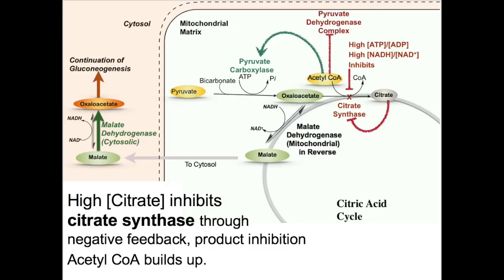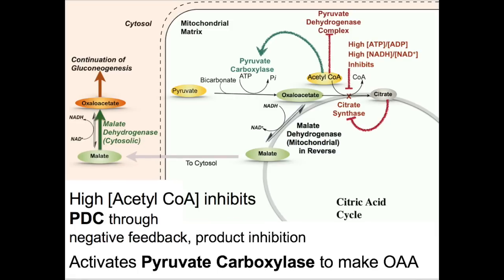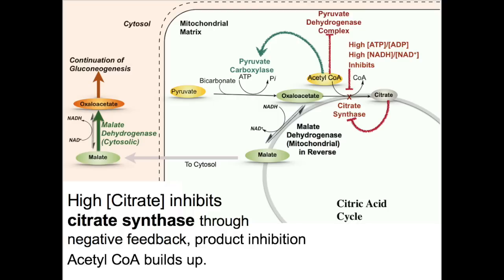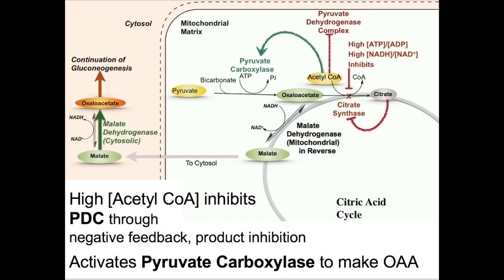Lucky for us, acetyl-CoA also increases the rate of pyruvate carboxylase. And we saw this enzyme before. This is a gluconeogenic enzyme that takes pyruvate and turns it into oxaloacetate through the addition of carbon from bicarbonate and an energy source, ATP. And so now we have oxaloacetate. This buildup of oxaloacetate tends to reverse the malate dehydrogenase enzyme, and malate dehydrogenase reduces oxaloacetate to make malate. This malate can be exported into the cytosol to continue on in gluconeogenesis to make glucose.